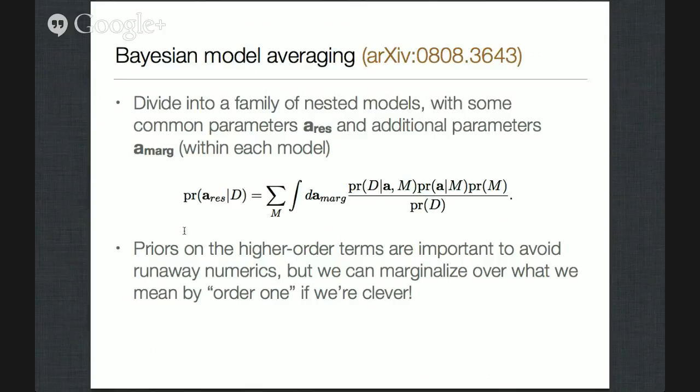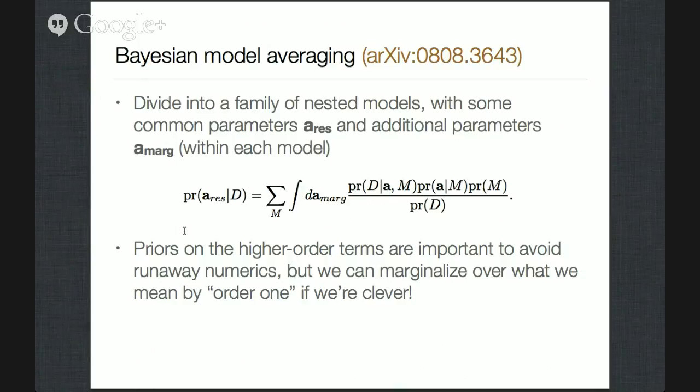So say we have some set of nested models, like an effective field theory where we're dropping some terms. I'm going to divide the set of parameters that describe the model, which I'll call A again, into some common parameters, A res, the residual ones, and additional parameters, which I want to marginalize over. If I do this, then I know what the probability distribution for the parameters given the data is, just based on applying Bayes' theorem.